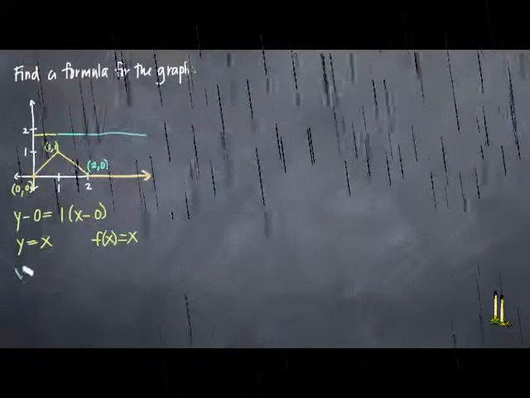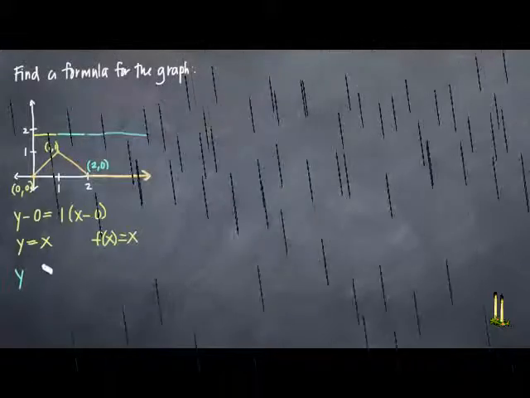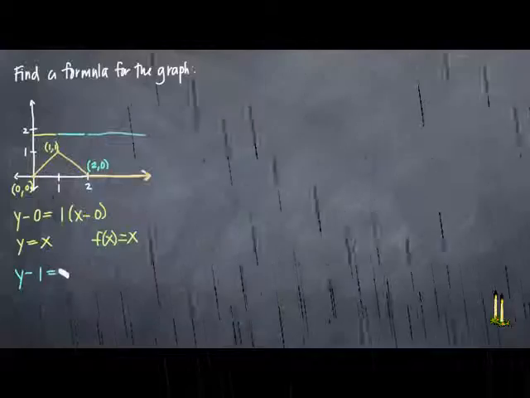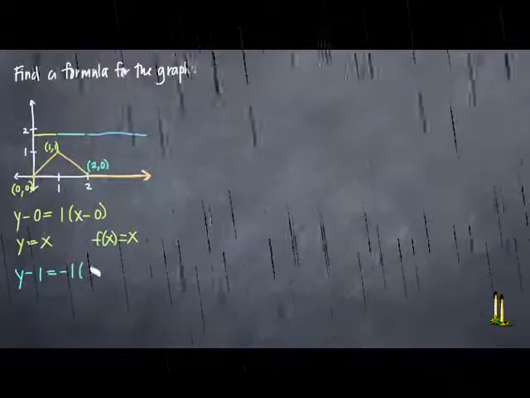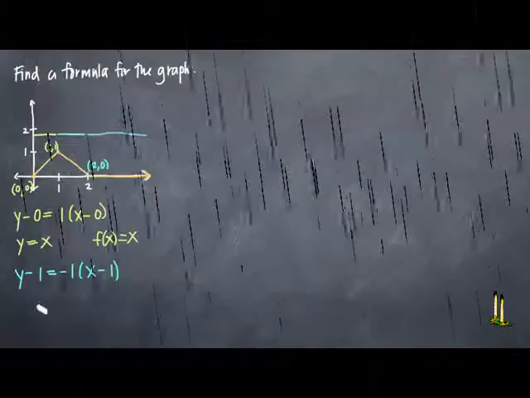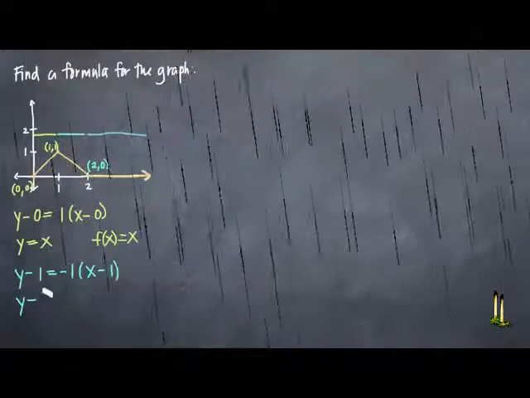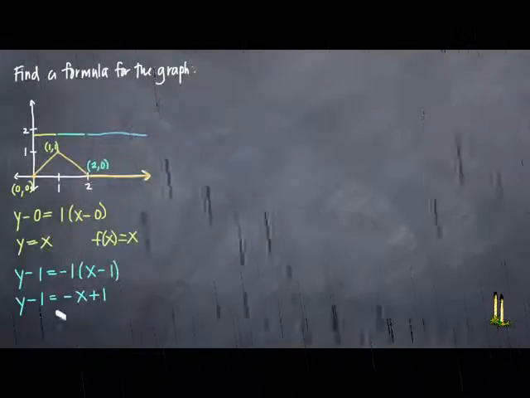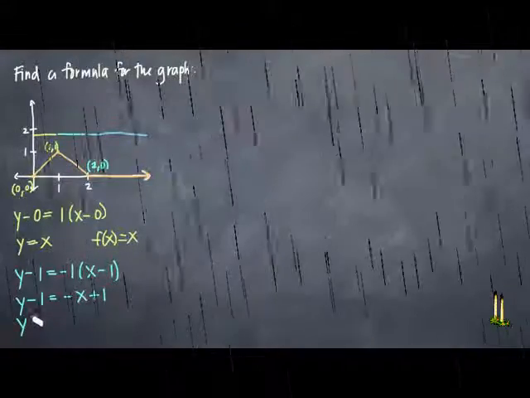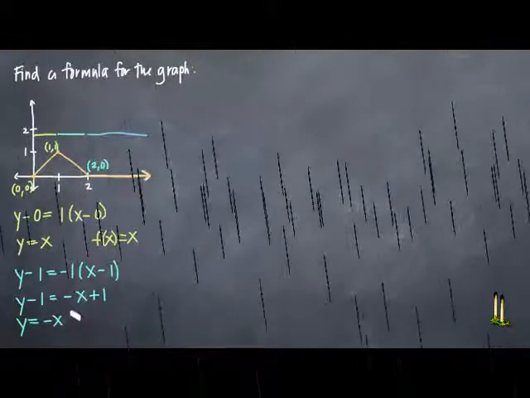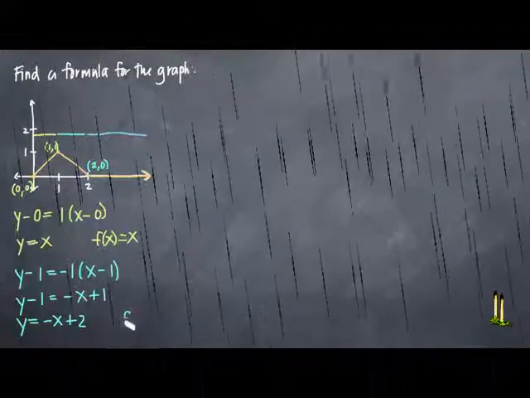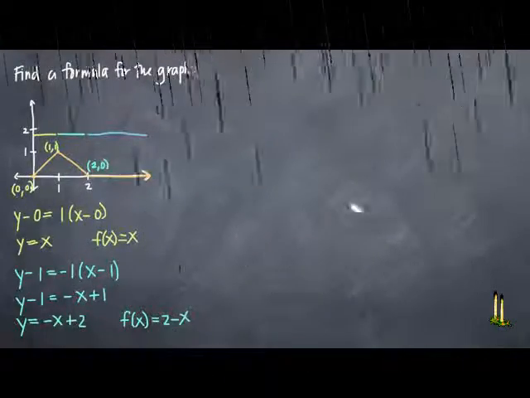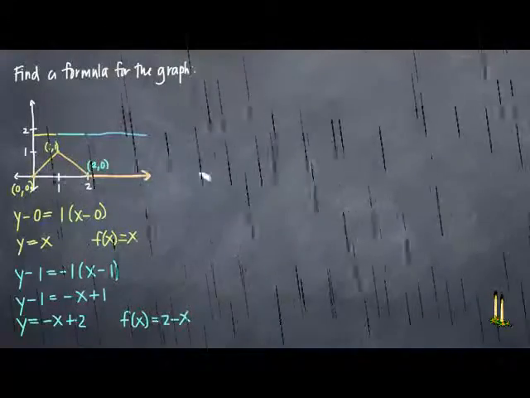So we can use again the point slope form for the equation of the line and say that, if we use the point 1, 1, y minus 1 equals negative 1 times x minus 1. We can simplify that and see that we get y minus 1 equals negative x plus 1. When we add 1 to both sides, we see that we get y equals negative x plus 2, or f of x equals 2 minus x.